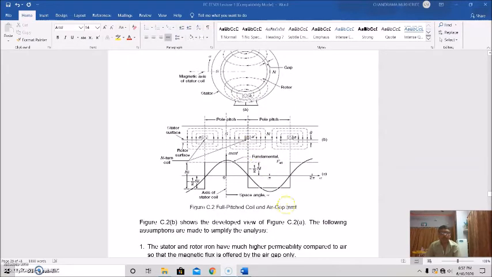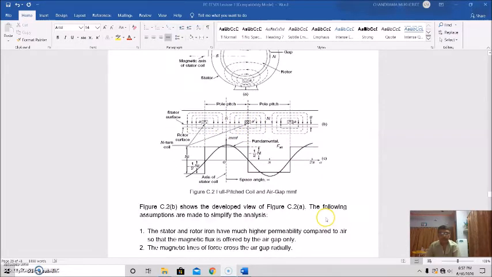Now, this figure B is the developed view. If you cut the stator and make it flat, it will be like this. This is the current direction, and this is the flux path. Here, this is the flux path.